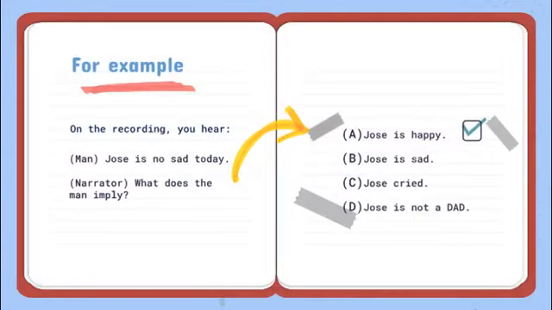On the recording, you hear, "Man: Jose is no sad today." Narrator: what does the man imply?